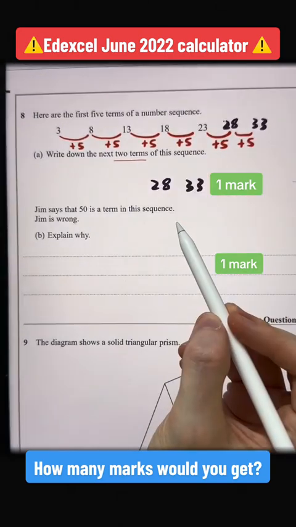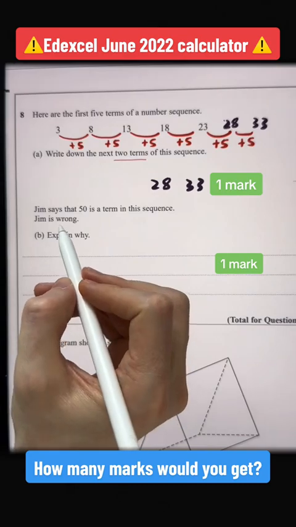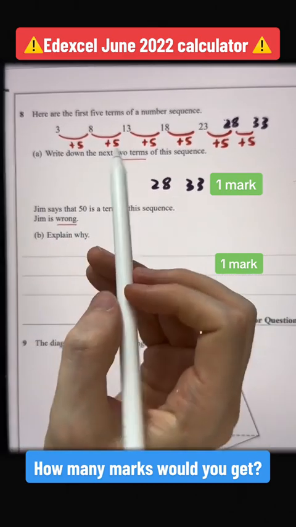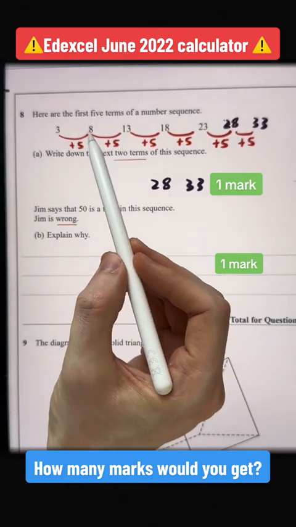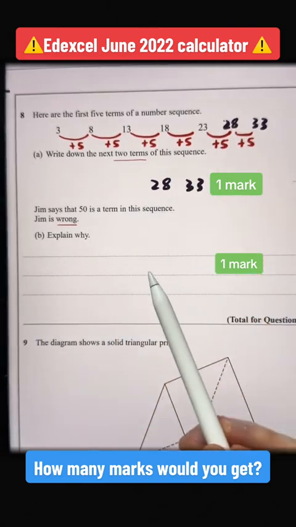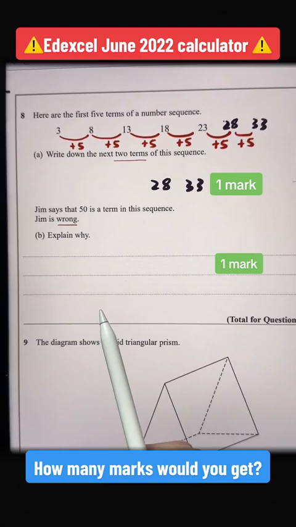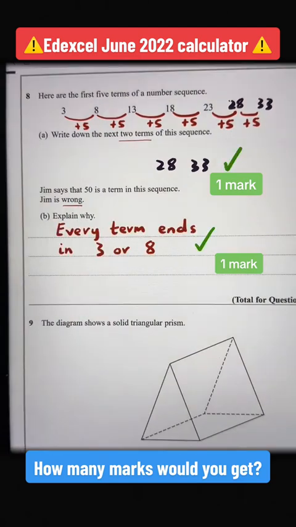Jim says that 50 is a term in the sequence. Jim is wrong. Explain why. We're looking at our number sequence. It ends 3, 8, 3, 8, 3, 8, 3, and this ends in 0. So every term ends in a 3 or 8.